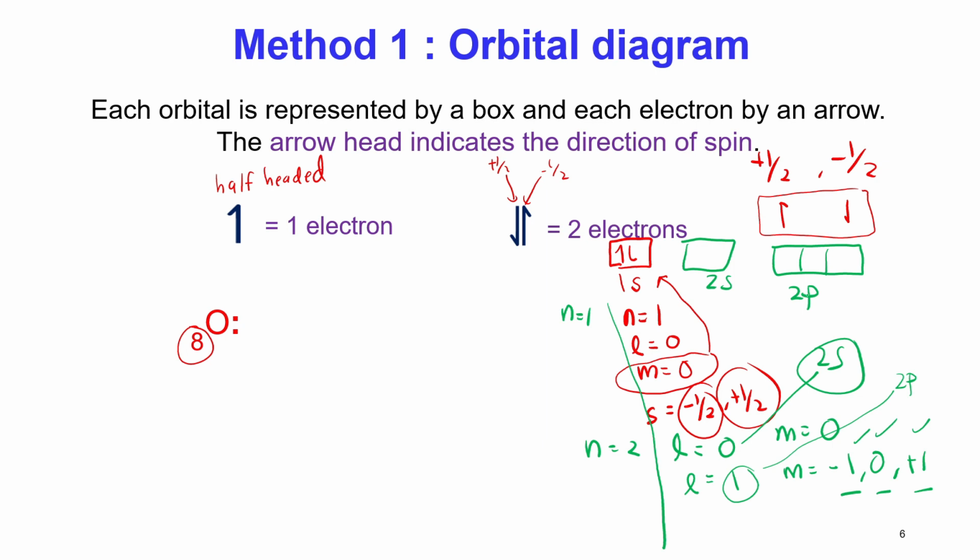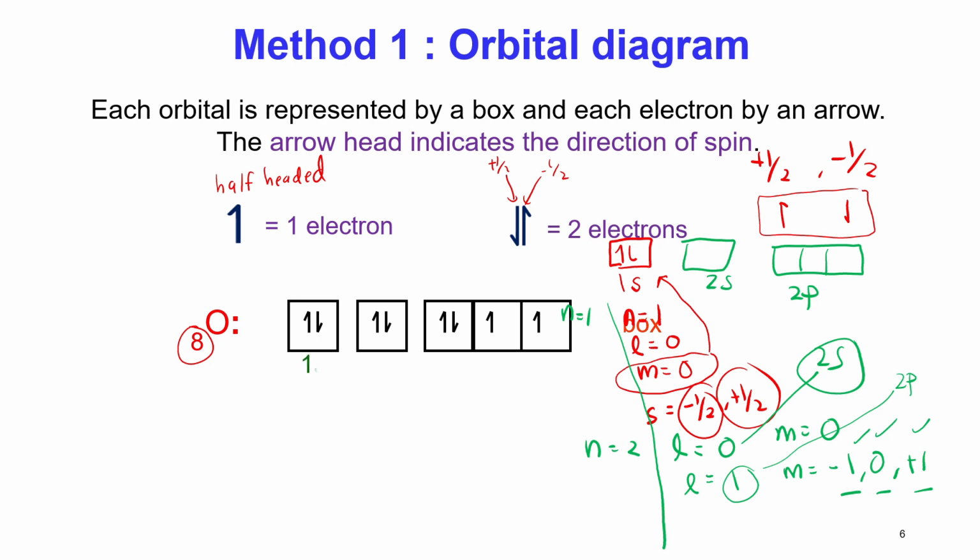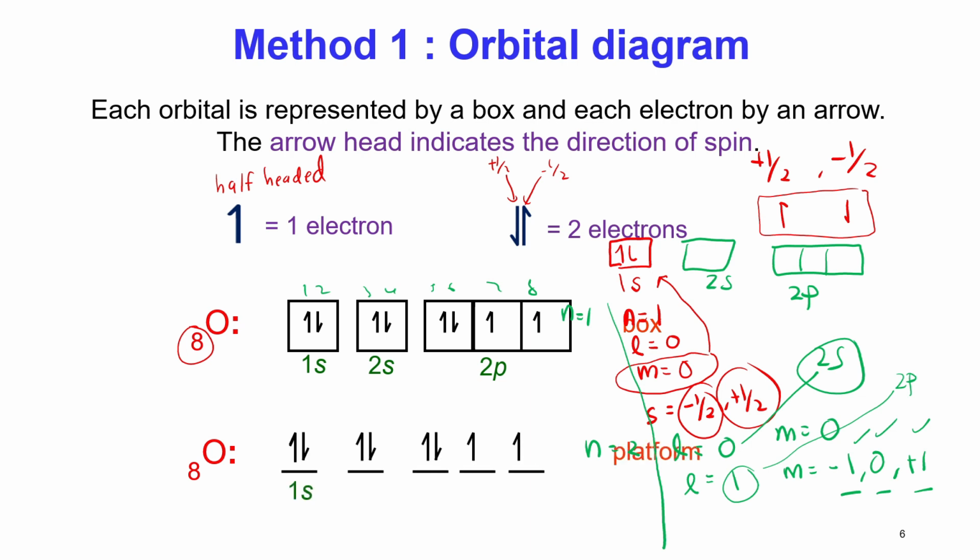So these 8 electrons, here we arrange by filling the s orbital first before the other orbitals. 1s, 2s, 2p. Gunakan kesemua 8 electrons: 1, 2, 3, 4, 5, 6, 7, 8. So this orbital diagram we can represent by using boxes or also platforms. So di bawah setiap platform dan box tu kita tulis nama orbital tu: 1s orbital, 2s orbital and 2p orbital.